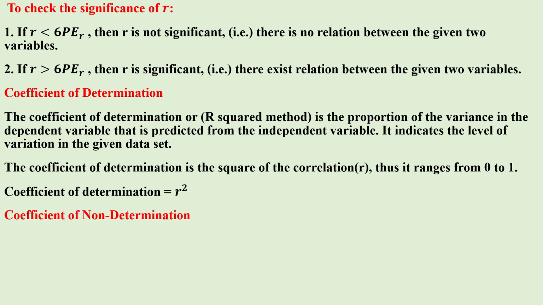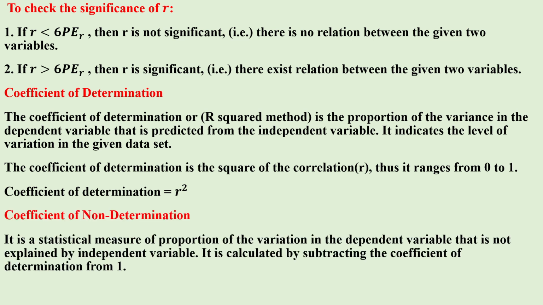Coefficient of non-determination is a statistical measure of the proportion of the variation in the dependent variable that is not explained by the independent variable. It is calculated by subtracting the coefficient of determination from 1. So coefficient of non-determination is 1 minus R square. First you have to find the R square, then you have to find 1 minus R square. That is called coefficient of non-determination.